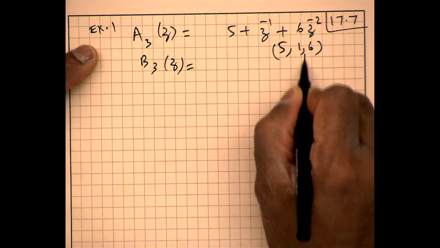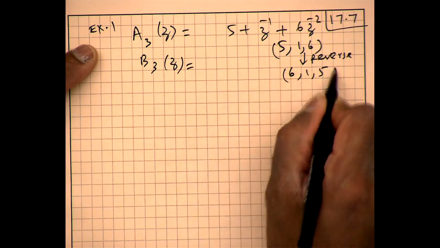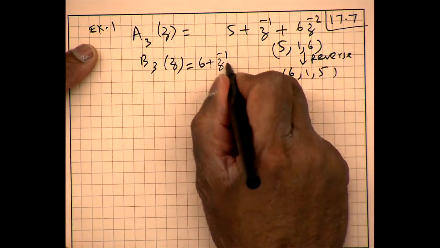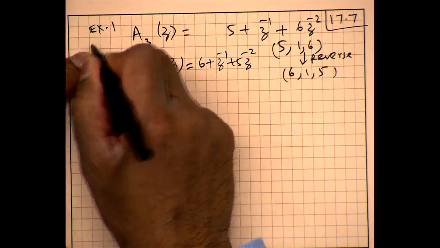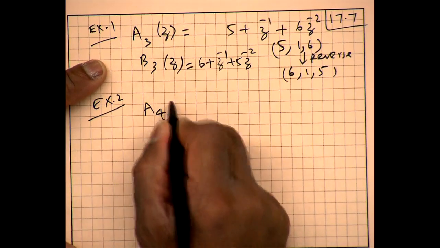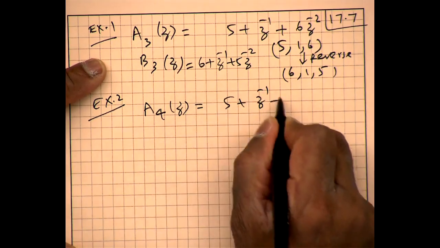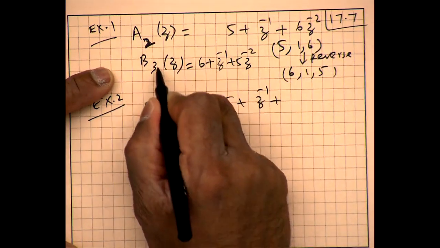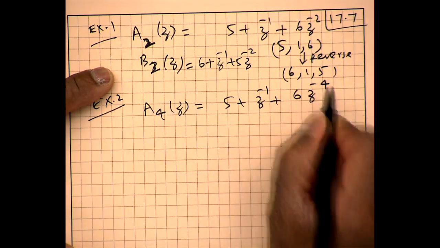You reverse them, they become, start with right hand side, 6, 1, 5. So this becomes 6 plus z to power minus 1 plus 5z to power minus 2. And in a more involved example, if I take A4(z), say fourth degree polynomial, as 5 plus z to power minus 1, so this should be written as a second degree polynomial, plus 6z to power minus 4.